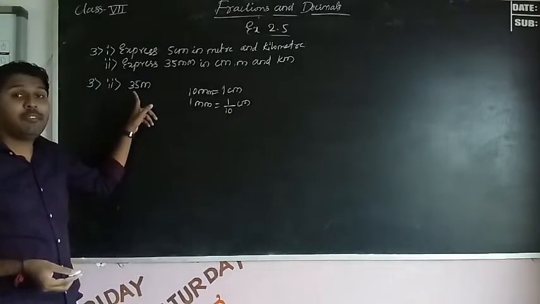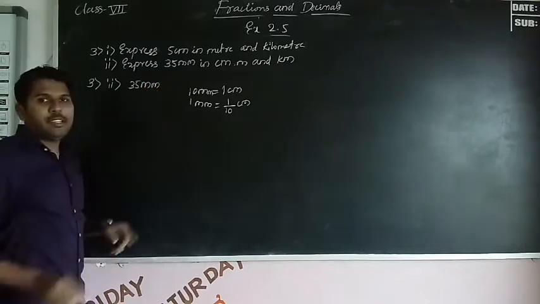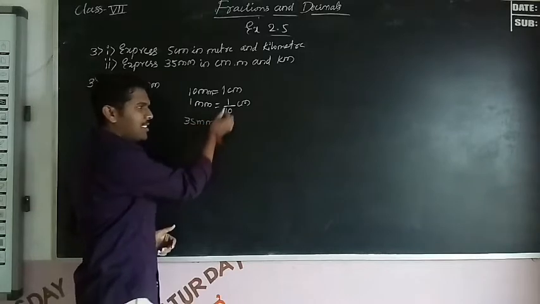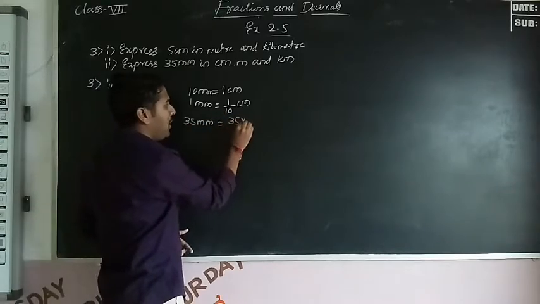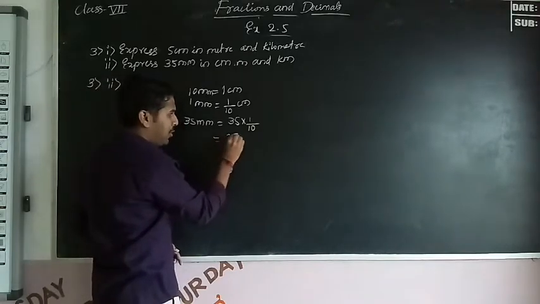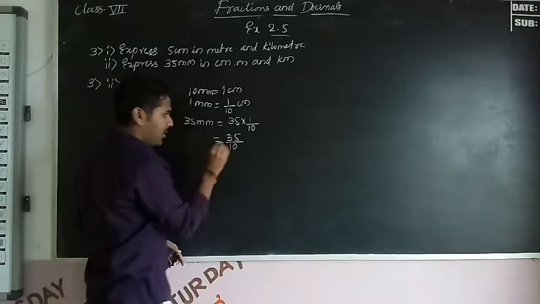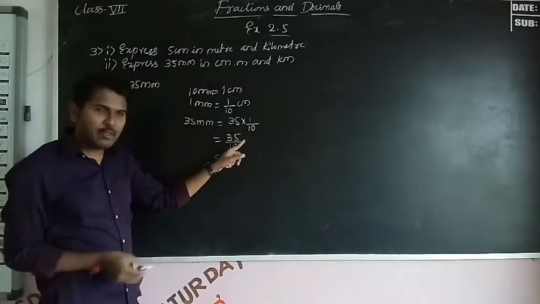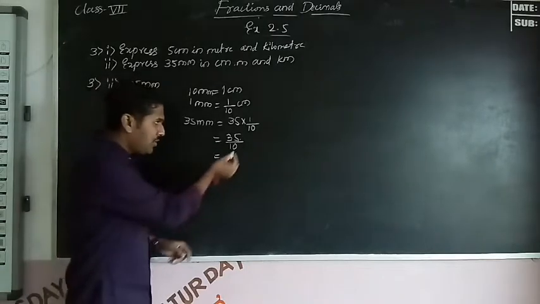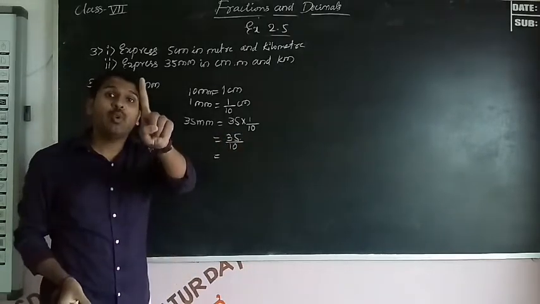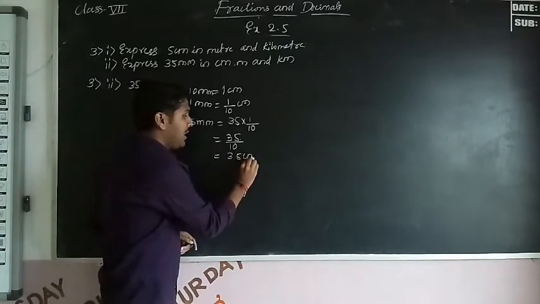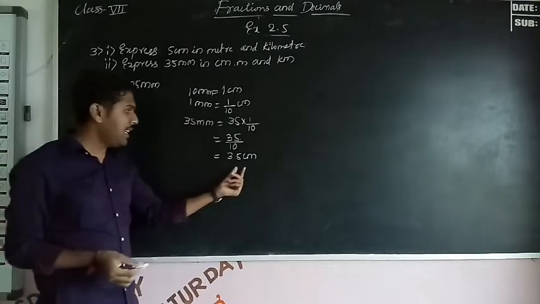That means 35 millimeter, so this is in millimeter form. Just cross multiply 35 into 1 by 10. What will we get as the answer? 35 by 10. The decimal point is here, 35.0. How many zeros? 1 zero. That means shifting toward the left side by only 1 place. That means 3.5 centimeter. So you get it in centimeter now.